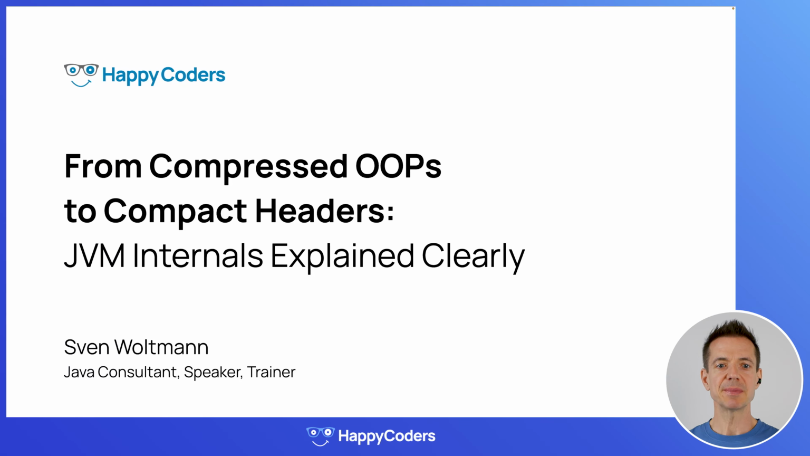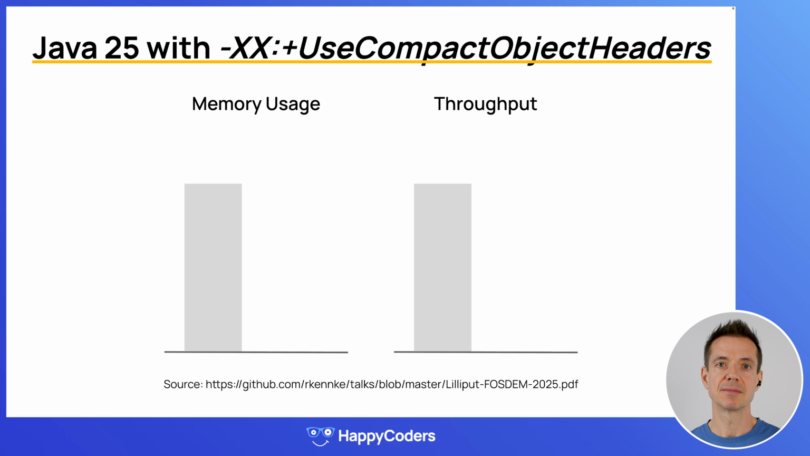In the next 40 minutes, we'll be talking about a feature that was first introduced as a preview in Java 24, finalized in Java 25, but in the current Java 26 still needs to be explicitly enabled. We're talking about compact object headers, and not just those, but we'll use them as a starting point to explore various fascinating internals of the JVM, the Java Virtual Machine.